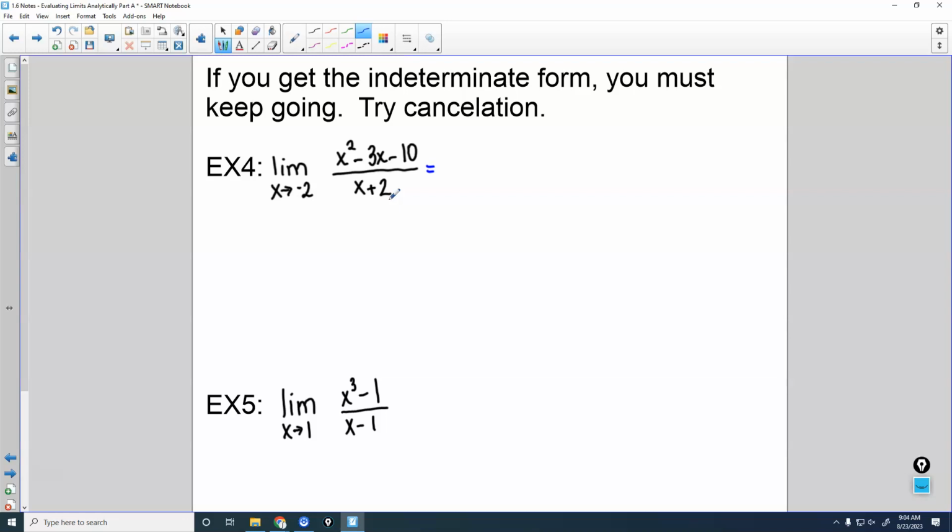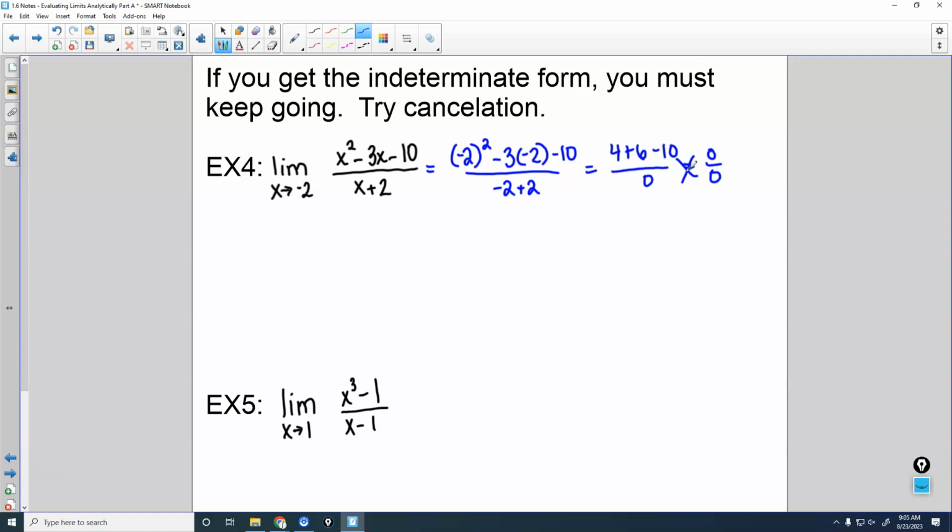It's fine if you just do it in your head or on your calculator if it's a calculator active part. But I'm going to write it out just so we're clear. So if I do this, I'm going to get 4 plus 6 minus 10 over 0. That is 0 over 0. I'm going to cross out that equal sign because I can't really equal 0 over 0. So this tells me to go further.